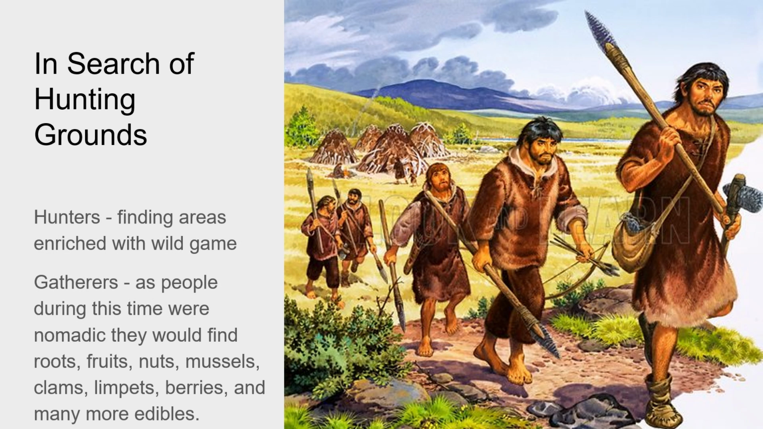The people in this time, they were nomadic. They were in search of hunting grounds. They went from place to place. They had no settlements that were permanent. What they would do is they would see an area, they would deplete it of its resources, like foods like mussels, clams, nuts, berries, all the wild game they could get out of the area, and then they would have to move on to another place to do the same thing.